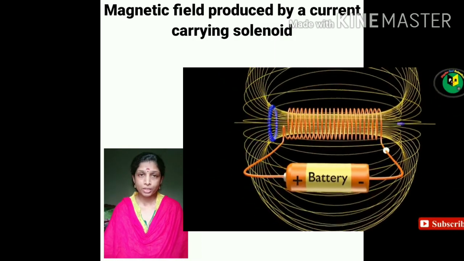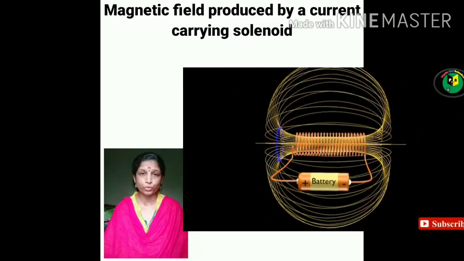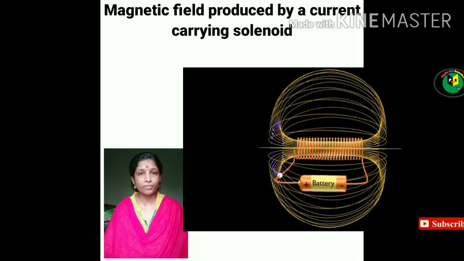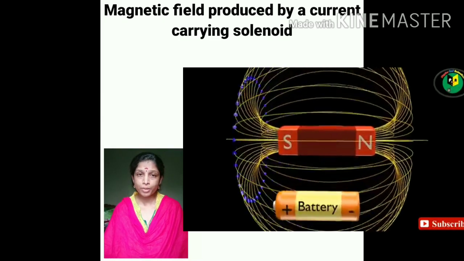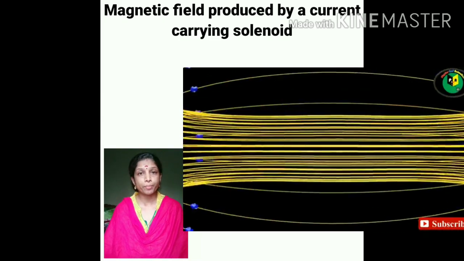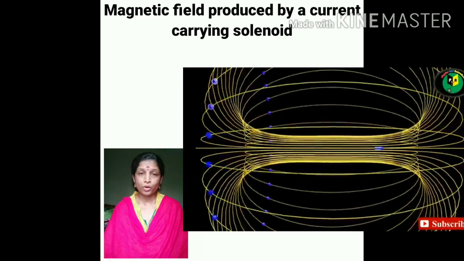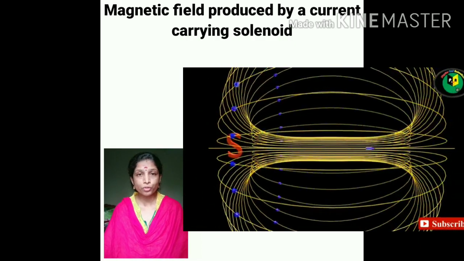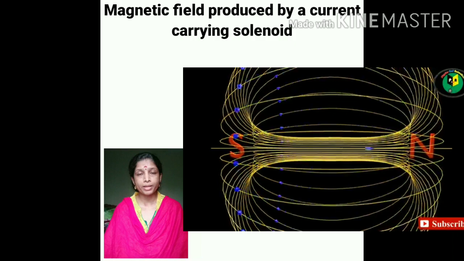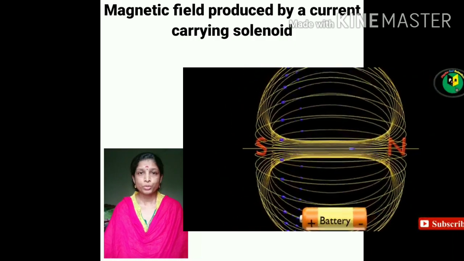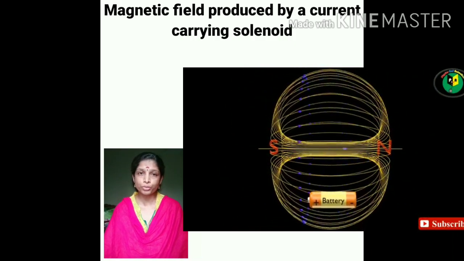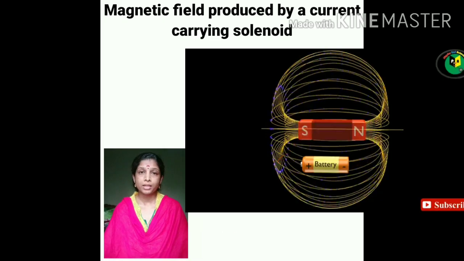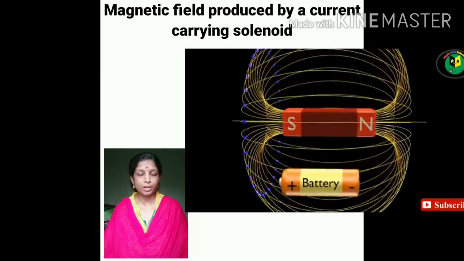Similar to a circular loop, this solenoid also produces a magnetic field when the current passes through it. But the magnetic field lines produced by a solenoid are similar to those of a bar magnet. We already discussed the properties of magnetic field lines produced by a bar magnet. So the solenoid also produces magnetic field lines which are similar to a bar magnet.